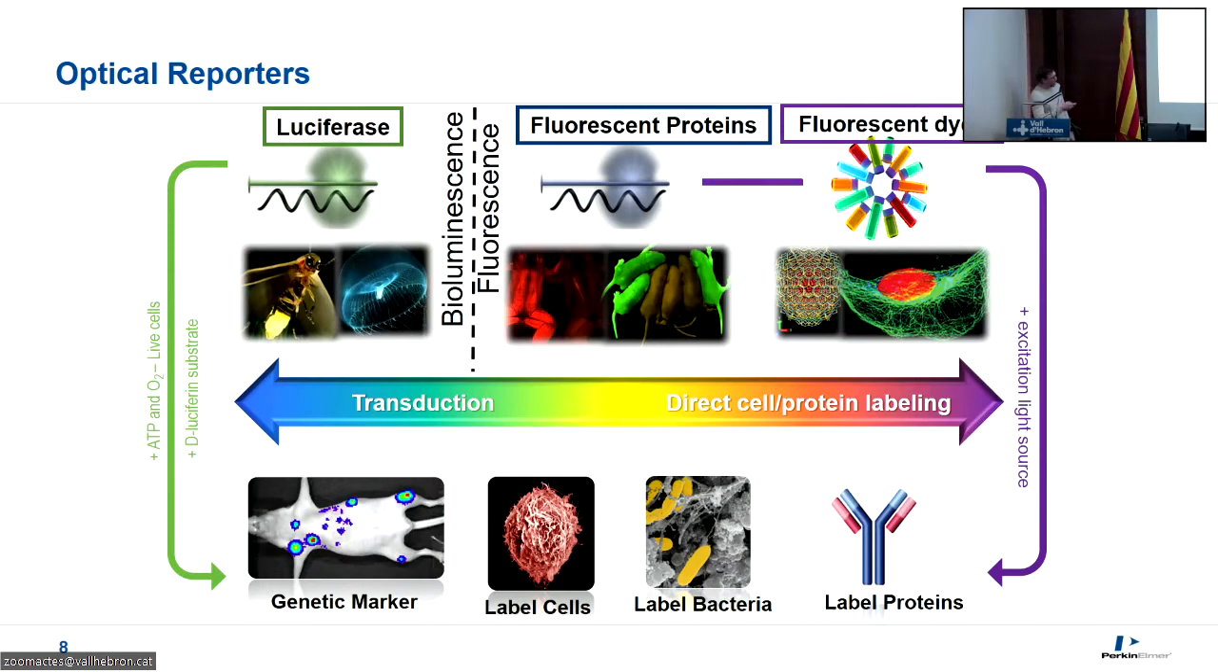For the reporters, you can see here on the left the piece of DNA coding for luciferase. So this is for the bioluminescence approach. We need a substrate that is injected either IP or sub-Q, or sometimes IV, depending on the substrate. And on the right part, you can see fluorescence. It can be either using, again, a piece of DNA coding for a fluorescent protein, or it can be using a fluorescent dye, so semi-synthetic, that is grafted to a molecule of interest to do some kind of biodistribution studies.